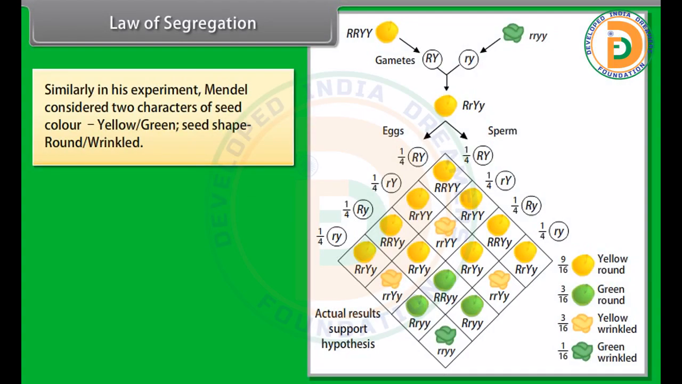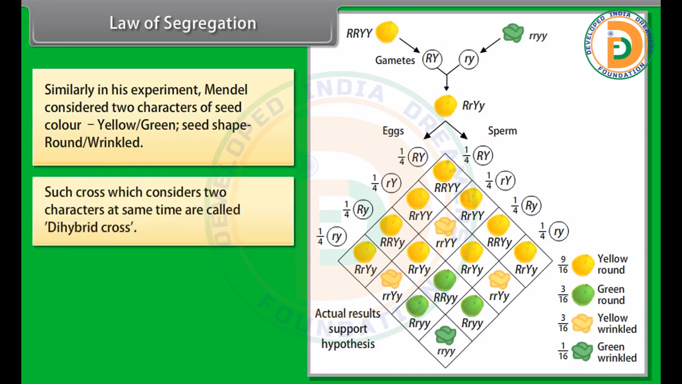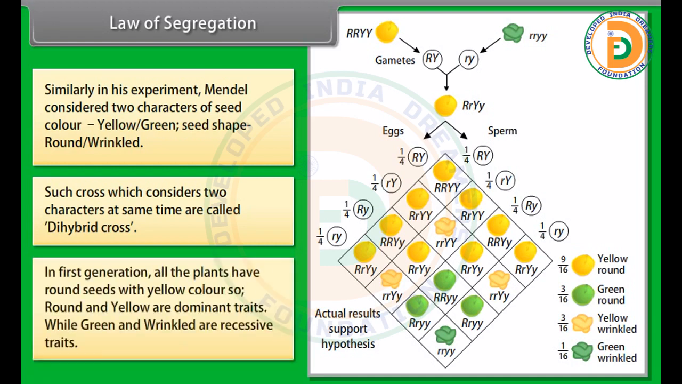Similarly, in his experiment, Mendel considered two characters: seed color, yellow and green, and seed shape, round and wrinkled. Such a cross which considers two characters at the same time is called a dihybrid cross. In the first generation, all the plants have round seeds with yellow color. So, round and yellow are dominant traits, while green and wrinkled are recessive traits.